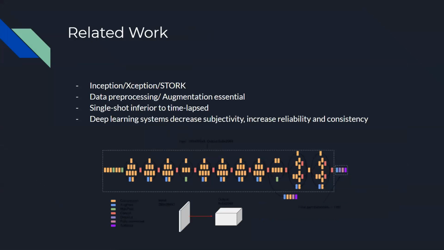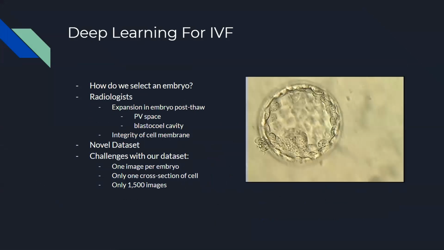Related work: people have used deep learning to try to solve this using networks that are similar to Inception and Xception and Stork. They found that data augmentation and preprocessing is essential, and that it's more useful to have data sets of multiple images than data sets of just a single image per embryo for this task of prediction.